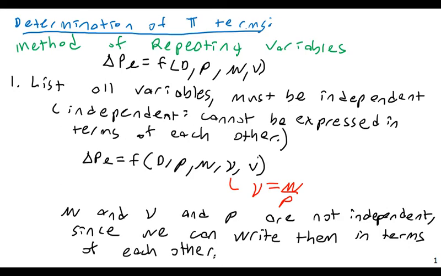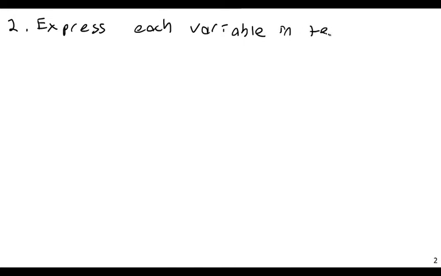All right, so that's the first step. We want to list all of the variables, or at least describe the system in terms of a set of independent variables. Next, my second step will be to express each variable in terms of its basic dimensions.